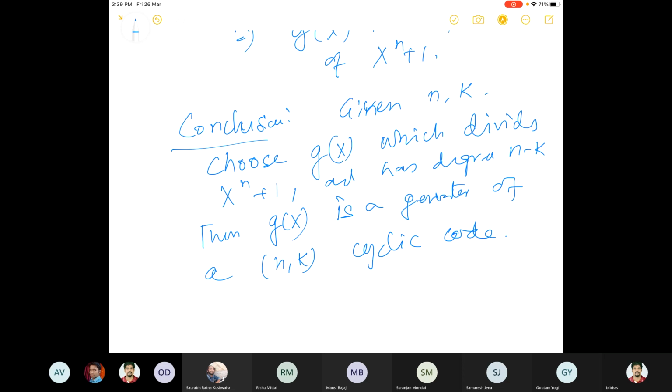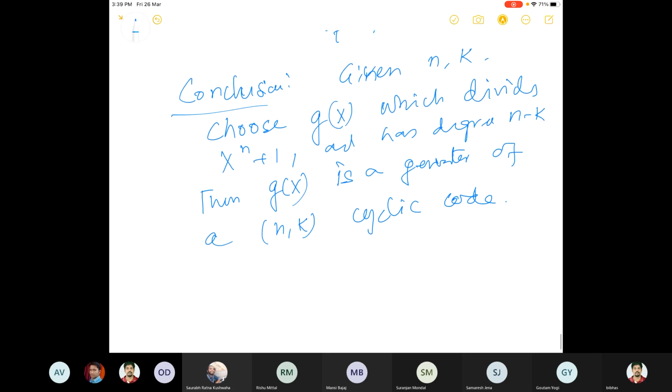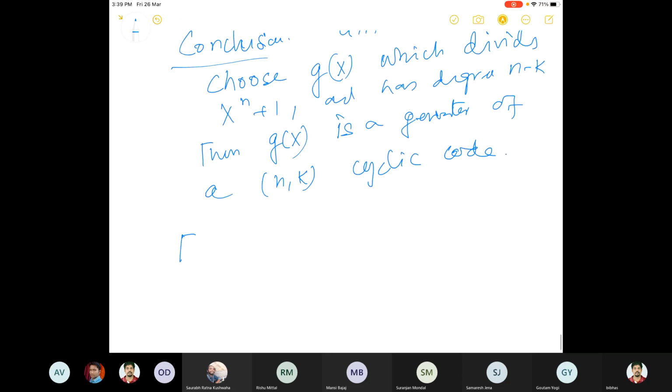Yeah, so in our previous example, what we had seen, n was equal to 7, k was equal to 4, right? So what are the factors of x to the power 7 plus 1? Can anybody tell me? Because we have to choose a factor from this.